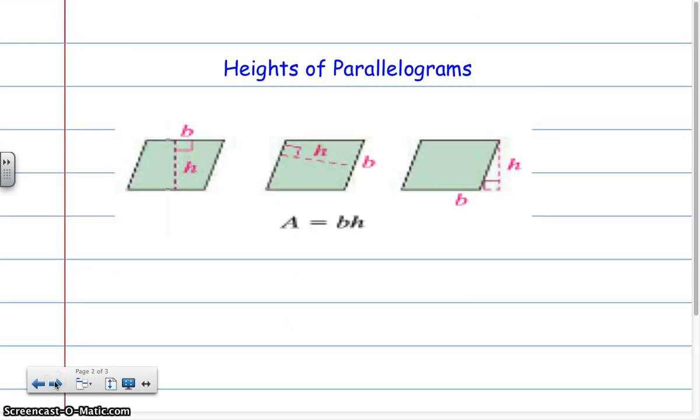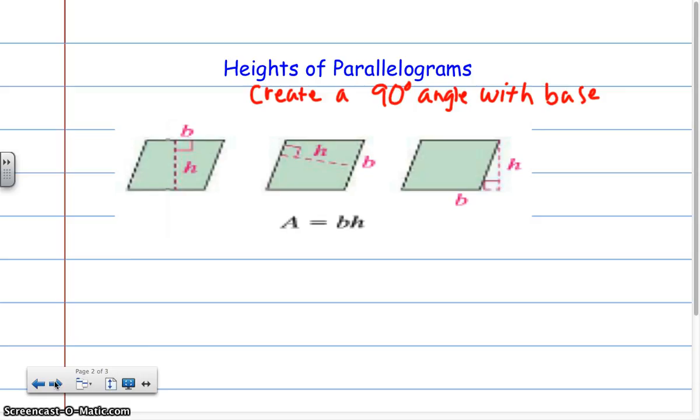We're going to talk about heights of parallelograms next. The height of a parallelogram needs to create a 90-degree angle with the base. That just means you need a height, you need to stand nice and tall. So you're looking for a dimension that's straight, creating a 90-degree angle.